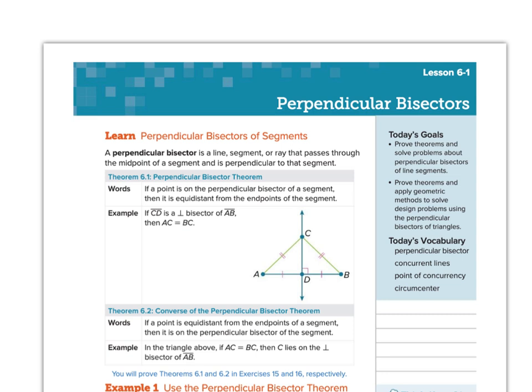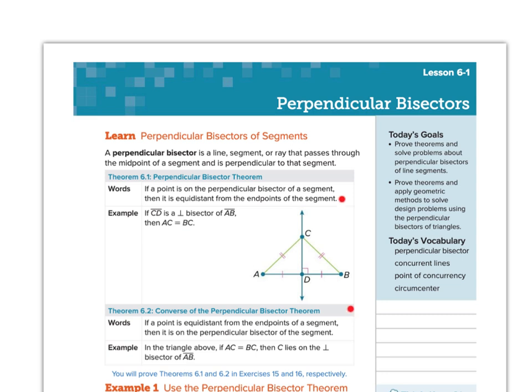So beginning with a perpendicular bisector, let's just understand what a perpendicular bisector is. It is a line, segment, or ray that passes through the midpoint of a segment and is perpendicular to that segment. So CD would be my perpendicular bisector. It passes at a 90-degree angle, and it bisects those two pieces in half. So, understand that if a point is on the perpendicular bisector of a segment, then it is equidistant from the endpoints of that segment.